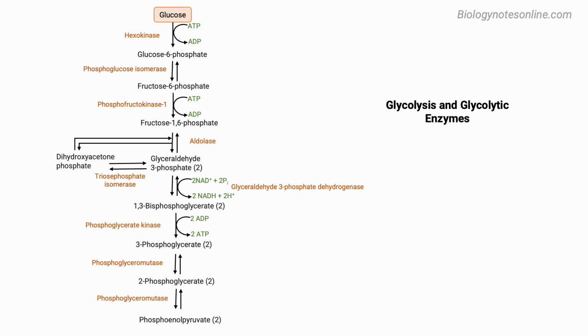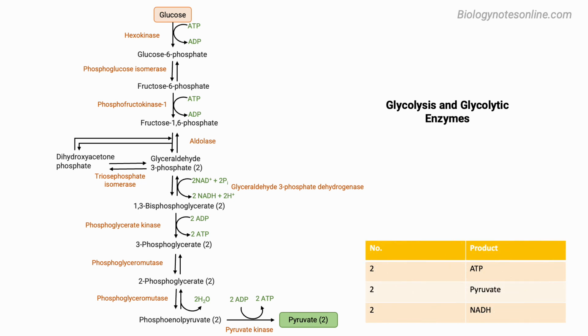Finally, phosphoenol pyruvate transfers its phosphate group to ADP to form ATP. This reaction is catalyzed by the enzyme pyruvate kinase. This is the second step in glycolysis where ATP is produced. The end products of glycolysis are 2 molecules of pyruvate, 2 molecules of ATP, and 2 molecules of NADH.